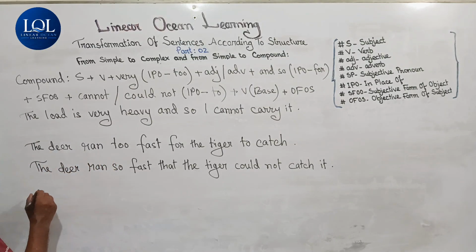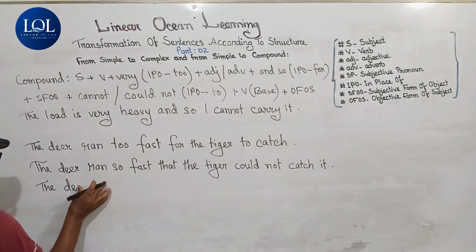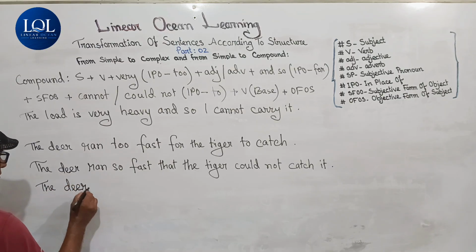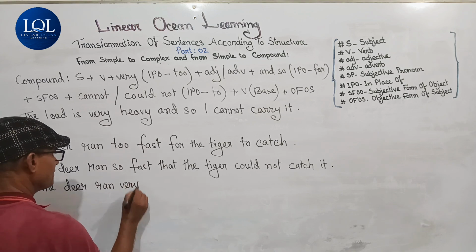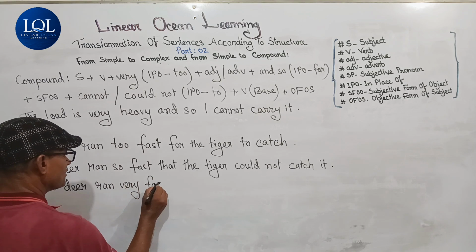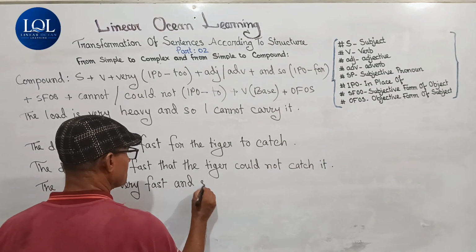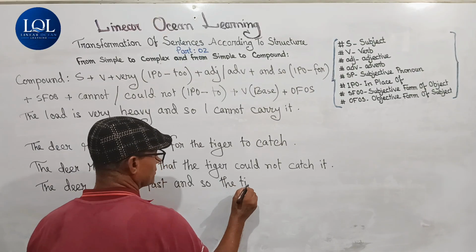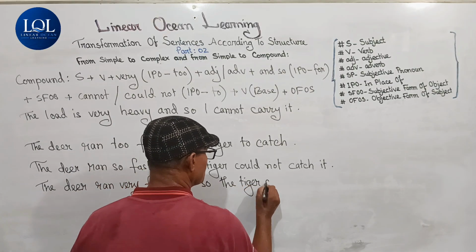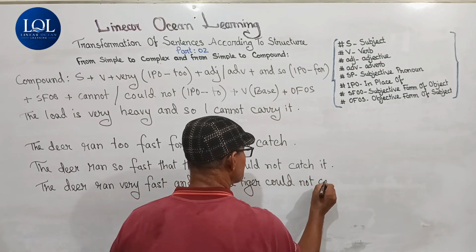If we put it into a compound sentence, then it will be: the deer ran very fast, and so the tiger could not catch it.